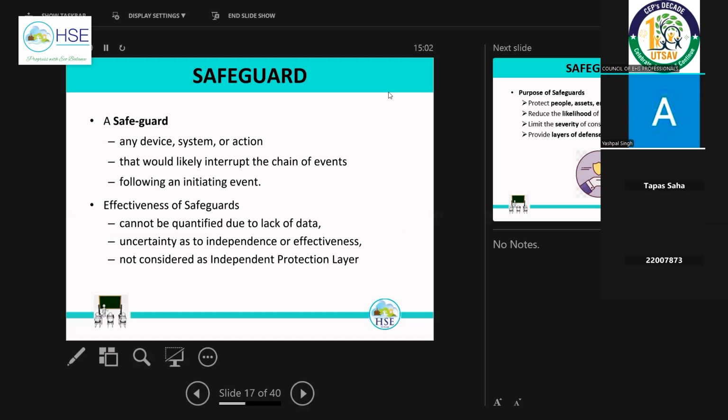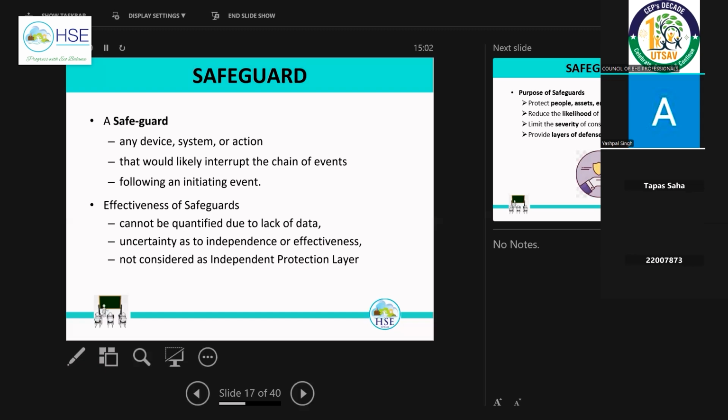The basic definition of a safeguard is any device, system, or action that would likely interrupt the chain of events following an initiating event. That is a safeguard. So again, we go back to our first example. There is a reactor, a reaction is going on, and there is an initiating event. Let us consider that human error, the operator opens the full valve in the steam supply line. So there is an increase in the temperature leading to runaway reaction, pressurization, damage, and release of flammable chemical.